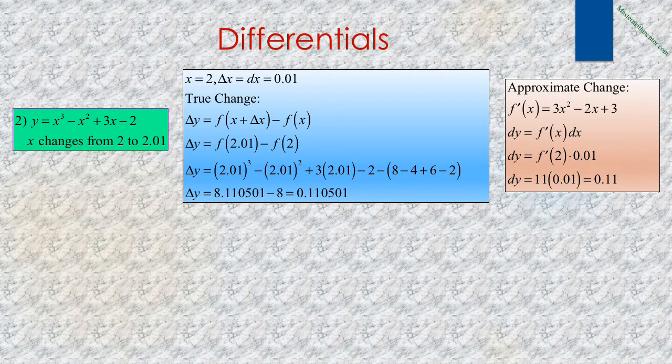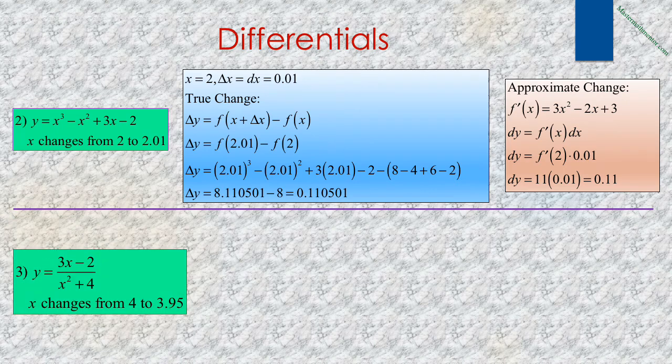To find our approximate change, we find dy. We know that f prime of x equals 3x squared minus 2x plus 3, and therefore dy is equal to f prime of x dx, or f prime of 2 times 0.01. f prime of 2 is 11, times 0.01, and dy is equal to 0.11, which is a very good approximation for delta y.